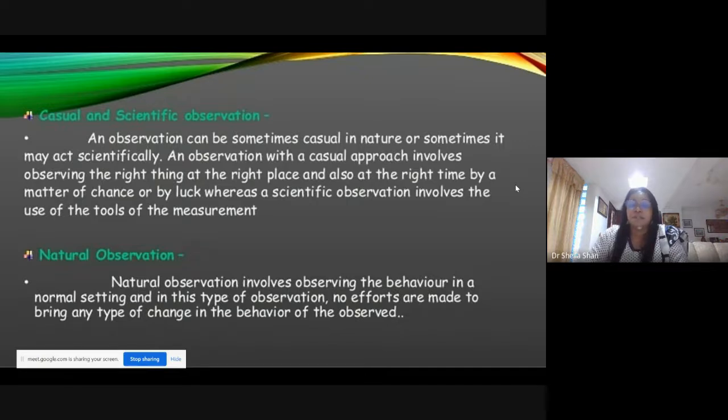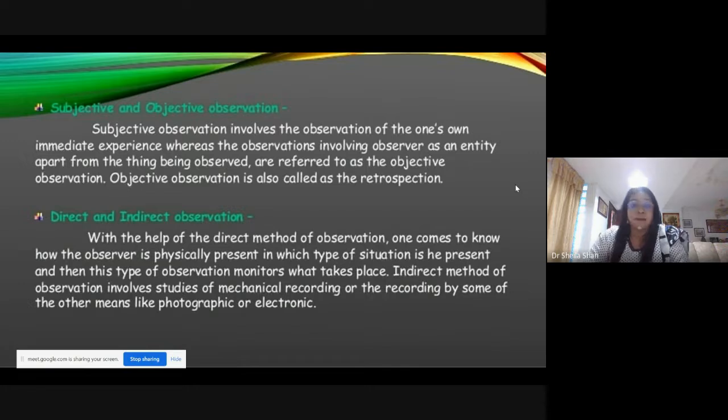Whereas a scientific observation involves the use of tools of measurement. Normally this one is done by biologists. Biologists want to study a group of animals, like elephants. Who is the head of the herd? How do they choose the group? So all these are observation. You cannot communicate with the animal, right? So it involves natural observation. No effort is made to bring any type of change in the behavior of the observed. You just observe, you don't go and advise, right?